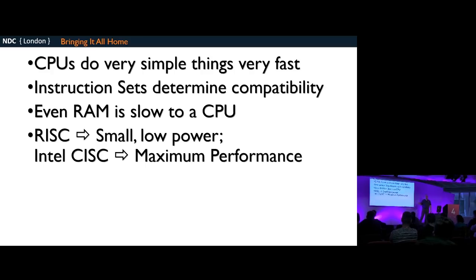Even RAM is super slow compared to the cache in the CPU, which means that if you want to make your program faster, the number one thing you can do is have it run in less RAM. Overwhelmingly, the number one thing you can do is have it run in less RAM. We use RISC chips where we value small, low power, and also that means cool chips. And we use CISC where we need consistent, fast performance.